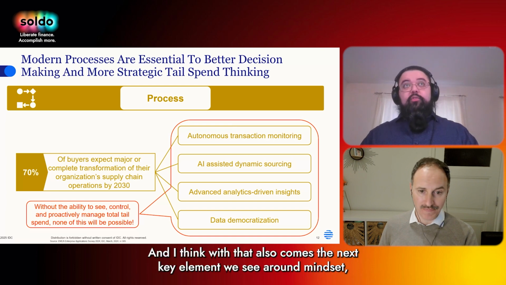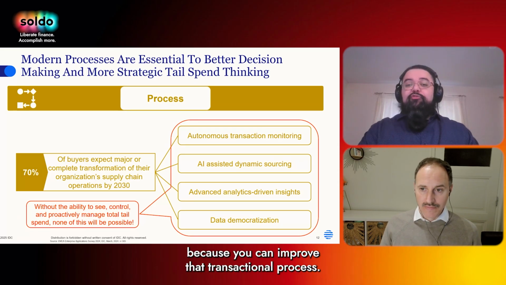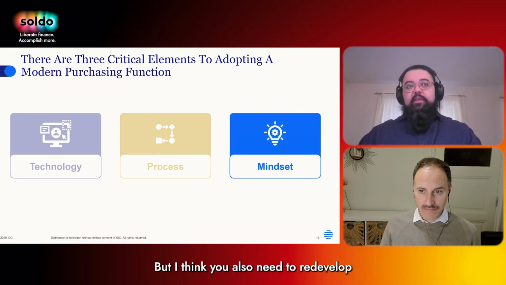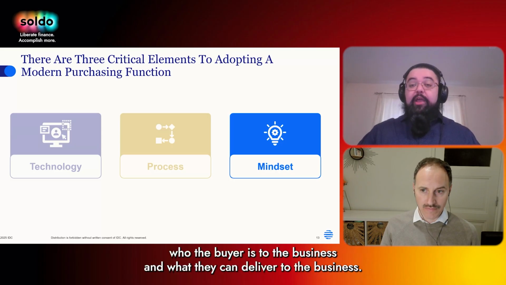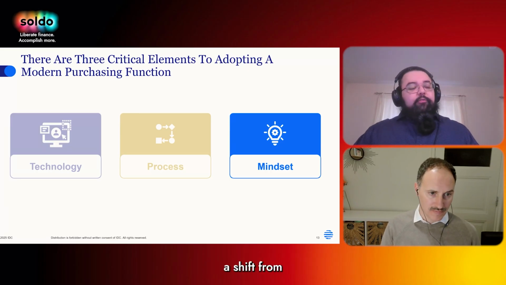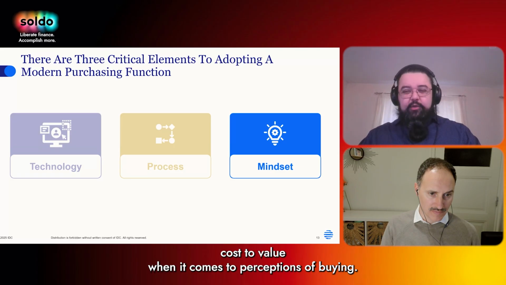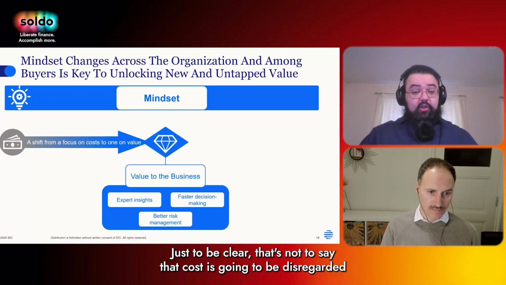And I think with that also comes the next key element we see around mindset, because you can improve that transactional process, but you also need to redevelop the thought process within the business around who the buyer is to the business and what they can deliver to the business. And we see that in a shift from cost to value when it comes to perceptions of buying. Just to be clear, that's not to say that cost is going to be disregarded as a metric.